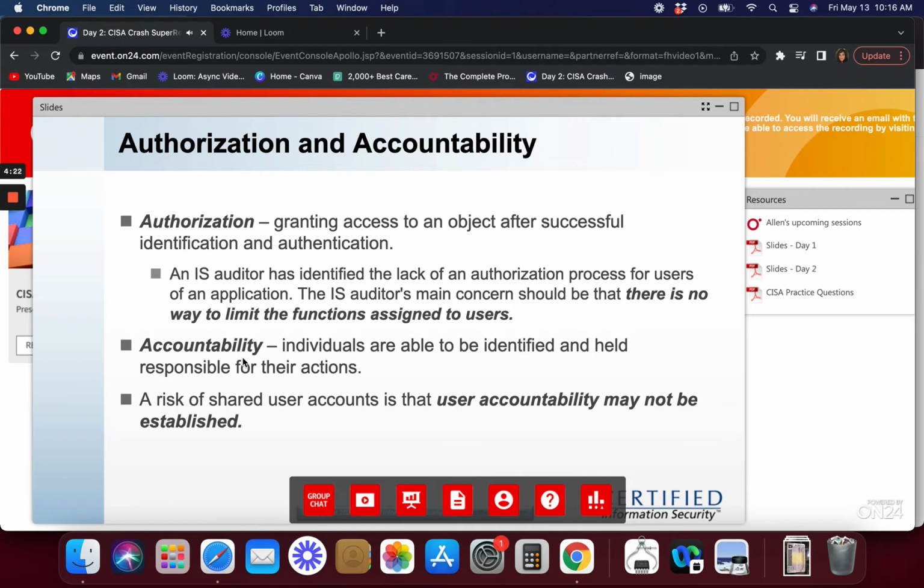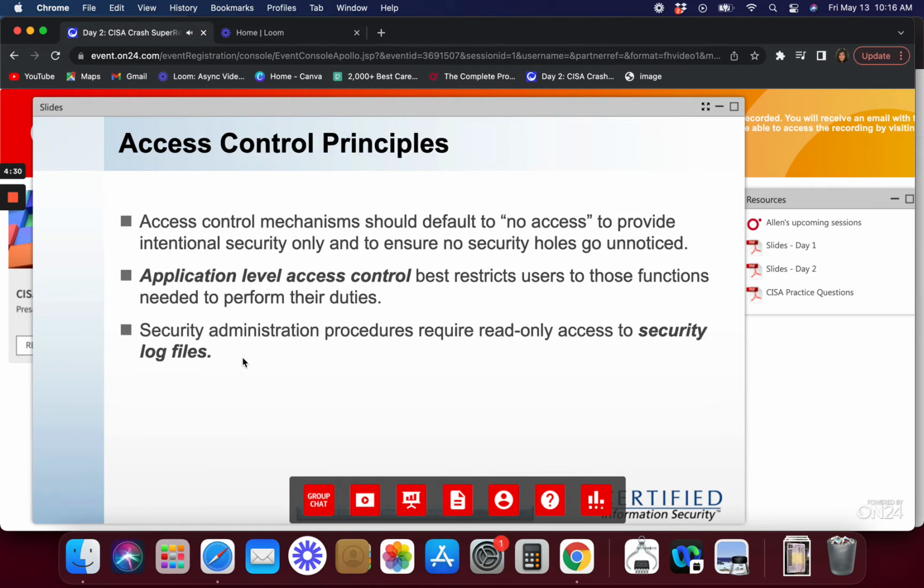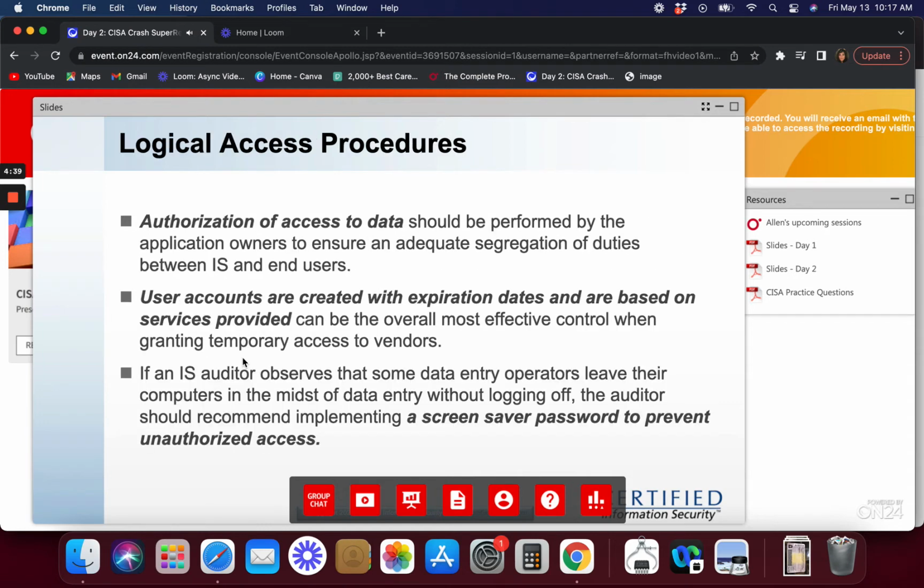So this is the relationship between identification, authentication, and authorization. You'll need to know the difference and how they work together. Access control principles, again, access level control is what restricts users to only doing functions they're authorized to do. This is just, again, a whole bunch of different procedures that ISACA recommends as best practices. We like this one, that you'll need to memorize for your exam.